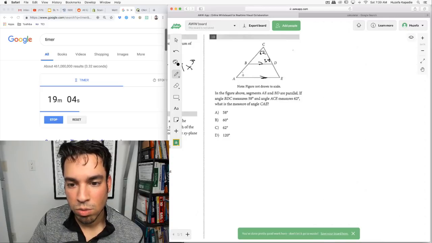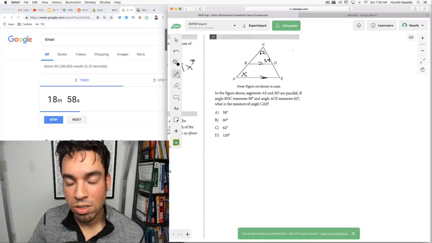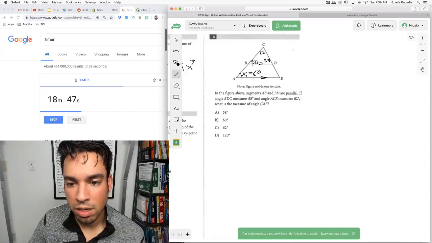We need to do this one, okay? These are parallel. This is equal to this. This is also 58. And by the way, I can figure this out. In all triangles, the angles add up to 180. So that's 70, 120. So this must be 60, because then these three add up. And if this is 60, x is 60, because these are corresponding angles.